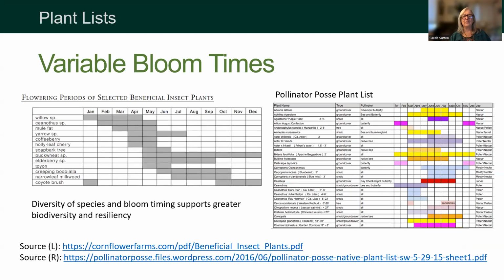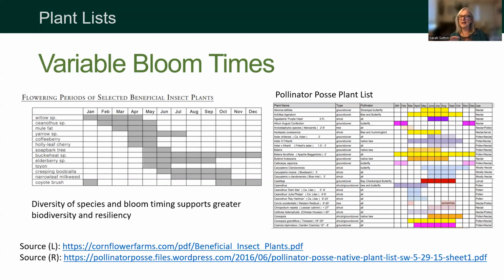Here's a couple of lists that show variable bloom times. The one on the left is from Cornflower Farms and shows a number of native plants that will bloom different times of the year. The one on the right, I would really encourage you to explore the Pollinator Posse website. This list has, and this is just from A to Cosmos, so you can imagine how long that list is when it gets all the way down to zinnias, right?